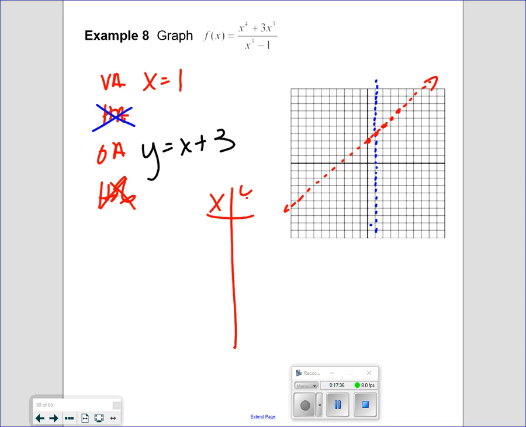XY chart, I need one number on either side of the vertical asymptote. So if I put 0 in, I'm going to get 0. If I put 2 in, I've got to work a little harder here. 2 to the 4th power is 16 plus 24. So I get 40 on top when I put 2 in, and I get 7 on the bottom. So 40 over 7, and if I wrote that as a decimal, it's 5 and 5.7. So coming over here now to the graph, 2, 1, 2, 3, 4, 5, a little over, and 0, 0.